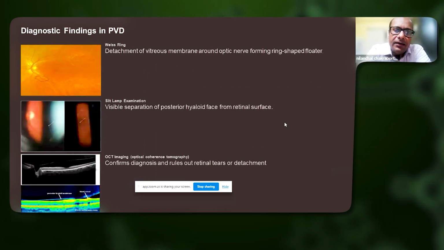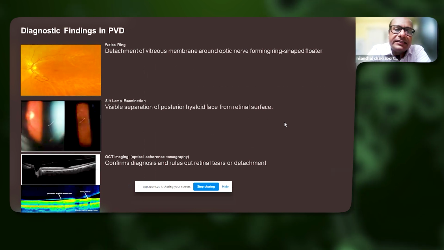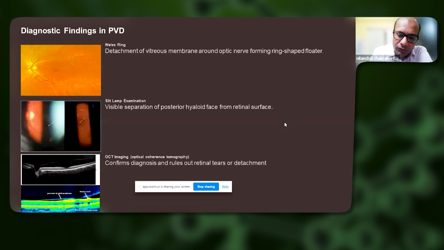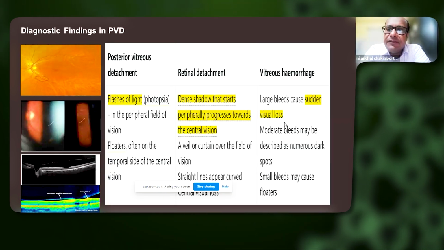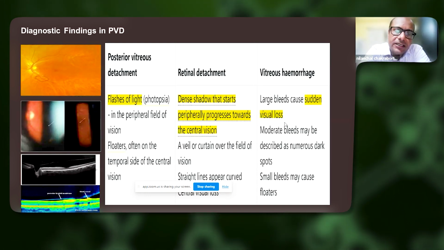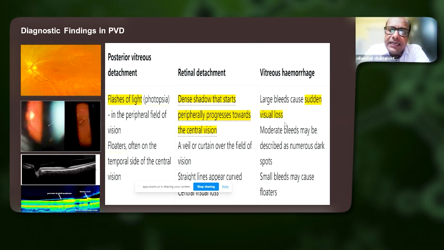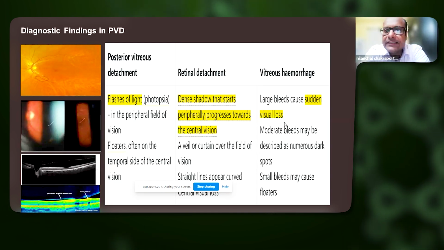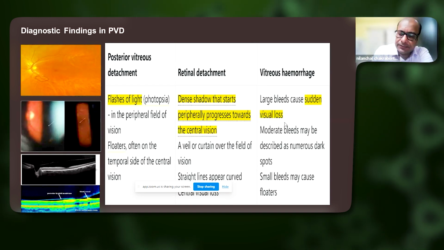And if you do optical coherence tomography, that will confirm the vitreous detachment from the posterior part of the eyeball. That is a confirmatory test, the OCT. The differentials are retinal detachment and vitreous hemorrhage. So if somebody says flashes of light, it will be only vitreous detachment. If there is a dense shadow that starts peripherally and progresses towards the central vision, it is retinal detachment. There are no flashes here. In vitreous hemorrhage, there will be sudden visual loss, not a progressive one.